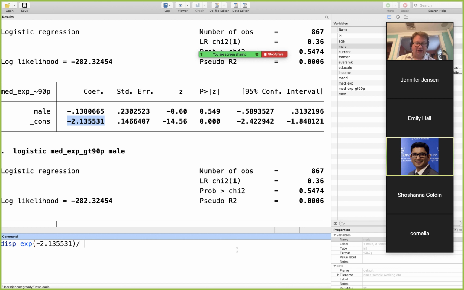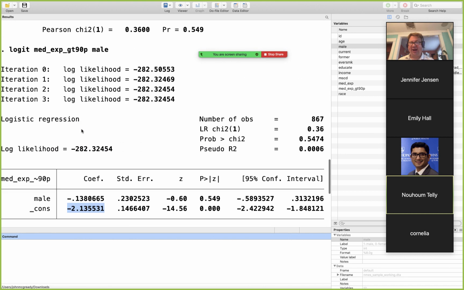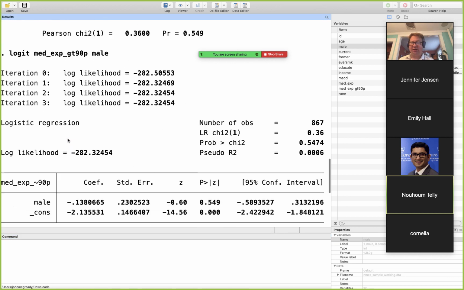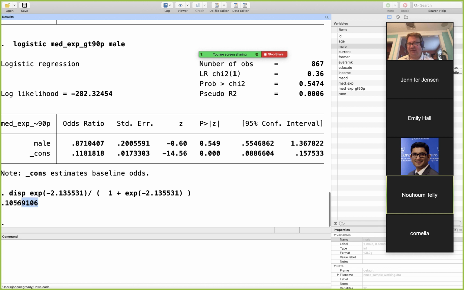If I divide by 1 plus that, I get 0.10569, the estimated proportion females. If I go back to that 2 by 2 table, what was the proportion given there for females? It's exactly the same. So if I have things on this logistic regression scale, they can be translated back to the proportion scale.